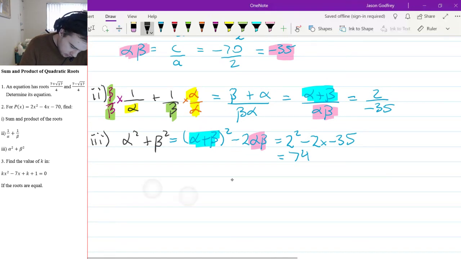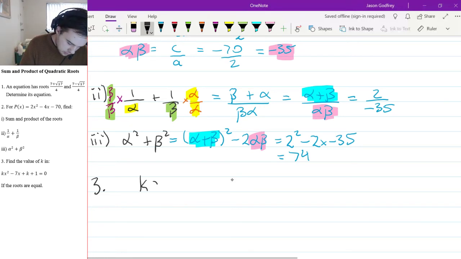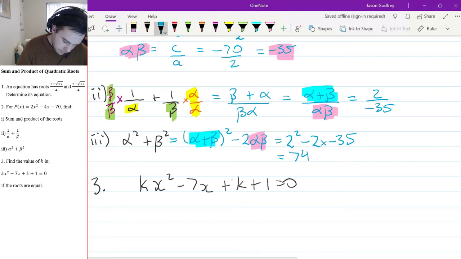Last problem for this video, we've got: find the value of k if, so notice this is quadratic, k squared minus something lots of x plus k plus 1. That whole thing is the constant term. And there's also some extra information, the roots are equal. So let me write this expression out. k squared minus 7x plus k plus 1 equals 0.